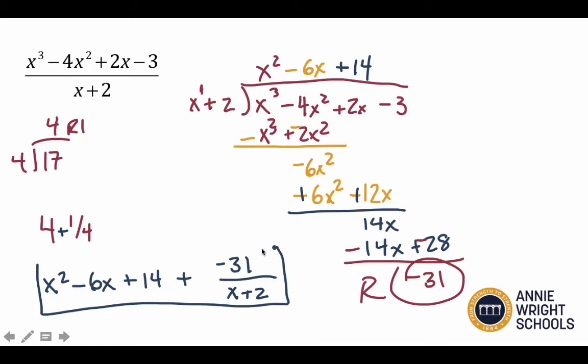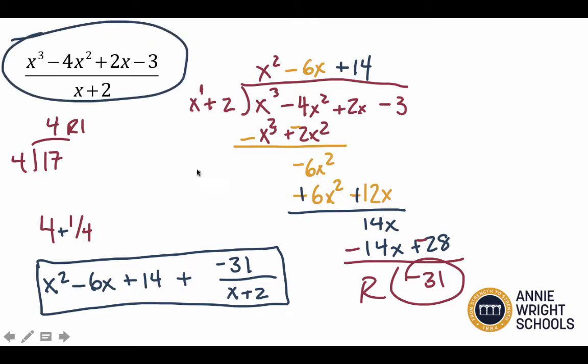That's it. If you were to get a common denominator with all 4 of these terms of x plus 2, it would simplify to this. These two things are equal. And here's how you write that answer.